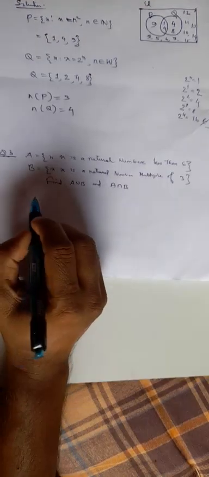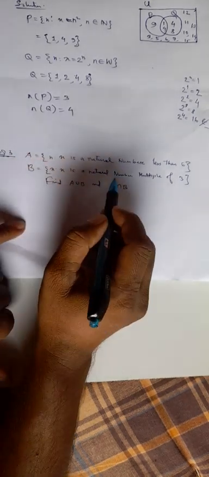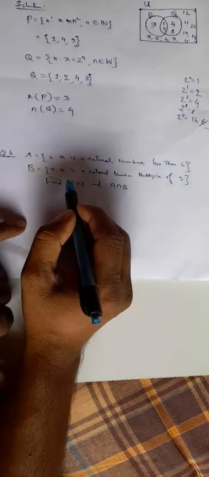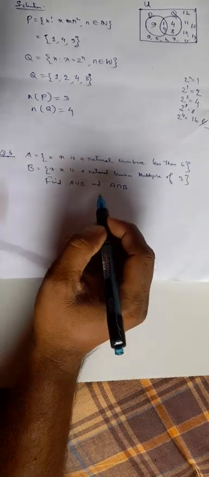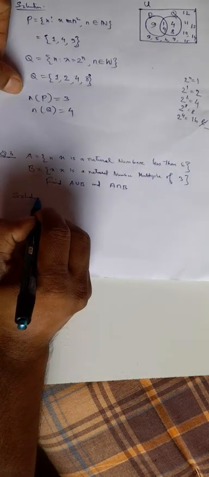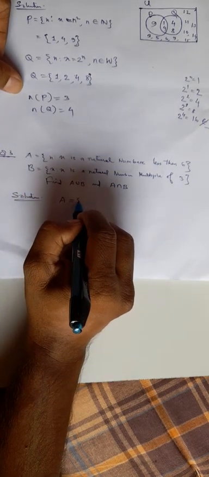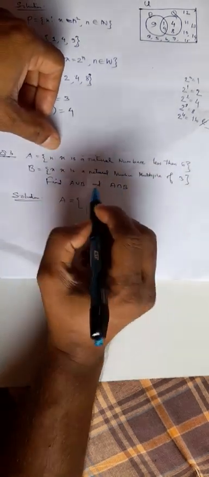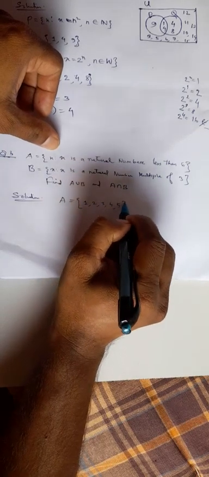Now let us try to solve this question number 3. A equal to {X such that X is a natural number less than 6}. B equal to {X such that X is a natural number multiple of 3}. Find A union B and A intersection B. So let us try to solve this. Here A, let us write the elements of A in roster form. X is a natural number less than 6. So what are the natural numbers less than 6? 1, 2, 3, 4, 5.